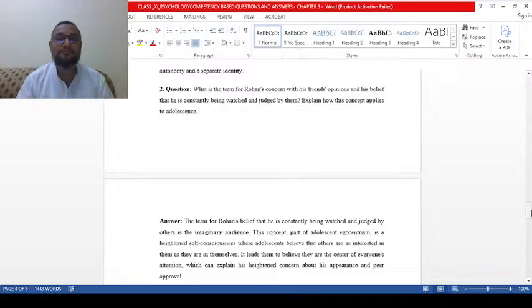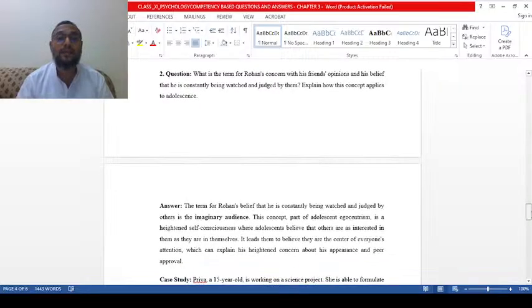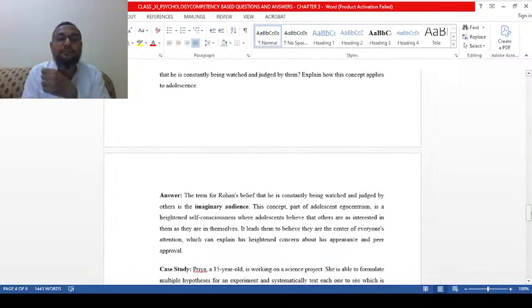Now, the term for Rohan's belief that he is constantly being watched and judged by others is imaginary audience. You see, David Elkind classified adolescent cognitive development in the formal operational period into two different qualities. One is personal fable. Second one, imaginary audience. What is this imaginary audience?